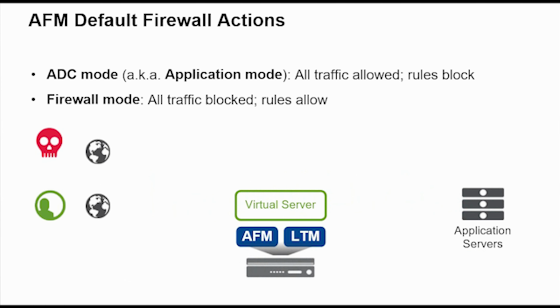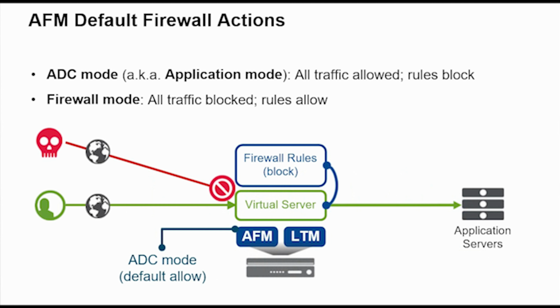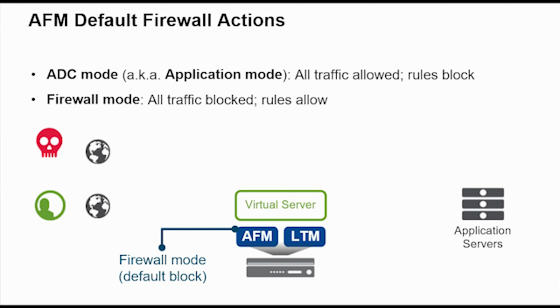Once you provision AFM, it begins working immediately. By default, it operates in what's called ADC mode, also known as application mode. In ADC mode, all traffic is allowed by default, and you gradually tighten controls by creating rules that explicitly block traffic. The alternative is to run AFM in firewall mode. In firewall mode, all traffic is blocked by default, and you gradually loosen controls by creating rules that explicitly allow traffic through.